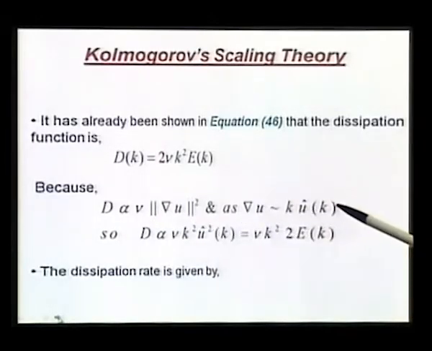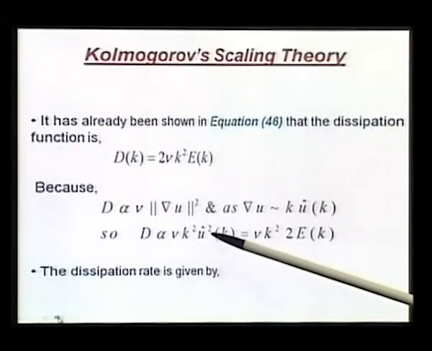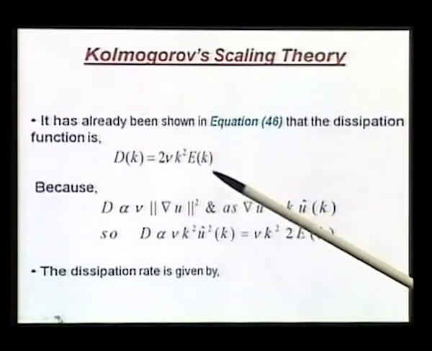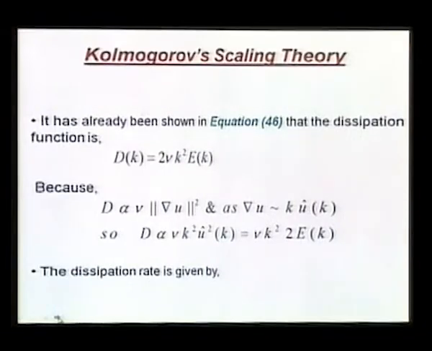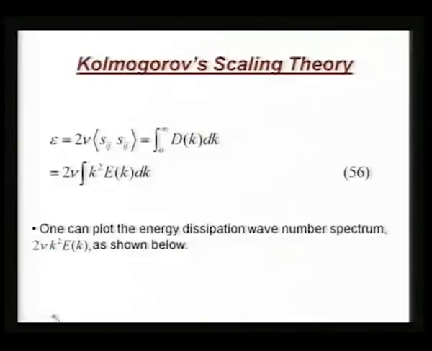Grad u itself is k times u hat of k. So, D is then proportional to nu k square. This itself is like your E of k, u hat squared. So, that is what we are saying, that D of k goes like this. So, if I have the energy spectrum sketch, from there I can also work out the dissipation spectrum, right. That is the relation given there.